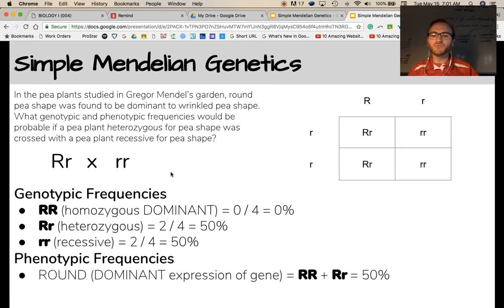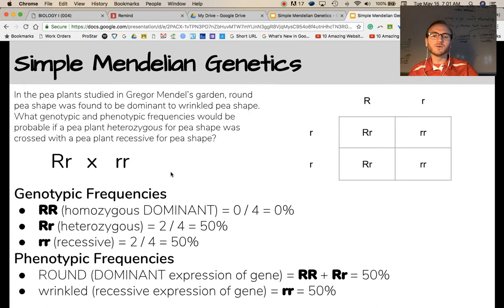And so for a round seed, we actually have to take the homozygous dominant frequency and add it to the heterozygous frequency, which in this case is 0 out of 4 plus 2 out of 4, which equals 2 out of 4, and that remains 50%. So we have a 50% chance in this cross of creating offspring with round seeds. We also have that remaining 50% chance to create wrinkled seeds, which is that recessive expression of the gene.